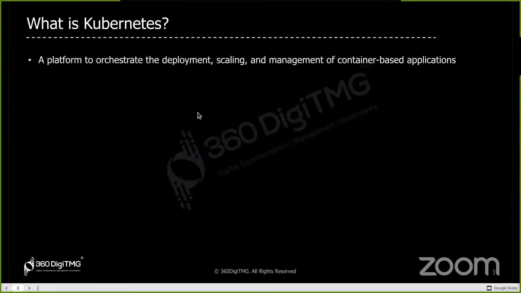So, first of all, what exactly is Kubernetes? Now, Kubernetes is a platform which we will be using for deployment, scaling, and management of container-based applications. Now, we have already covered what are these container-based applications. What is the meaning of container-based applications, right? We are talking about, of course, our Docker applications. So Kubernetes is a platform which will allow us to manipulate these container-based applications.